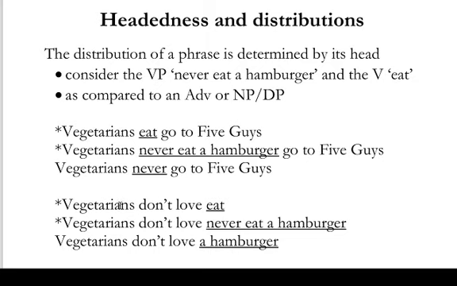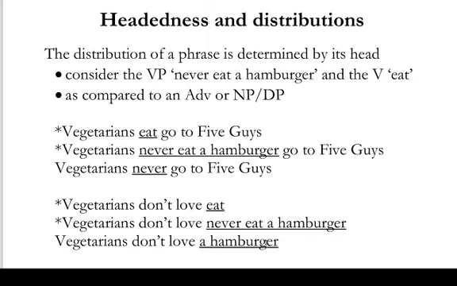Ungrammatical: vegetarians don't love eat. And so as we would predict, the verb phrase is also ungrammatical there. Vegetarians don't love never eat a hamburger. And again, it's easy to assign a meaning to that sentence. It's just ill-formed because of English grammar. It's just ill-formed in syntactic terms.